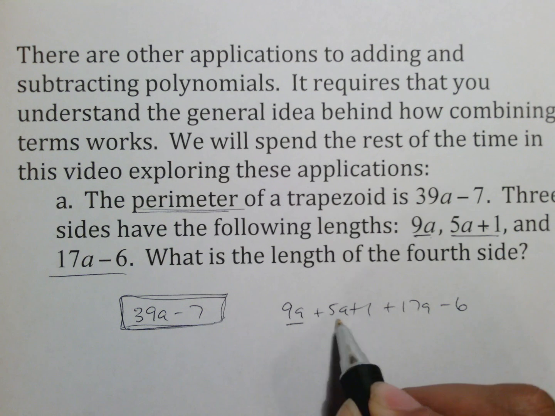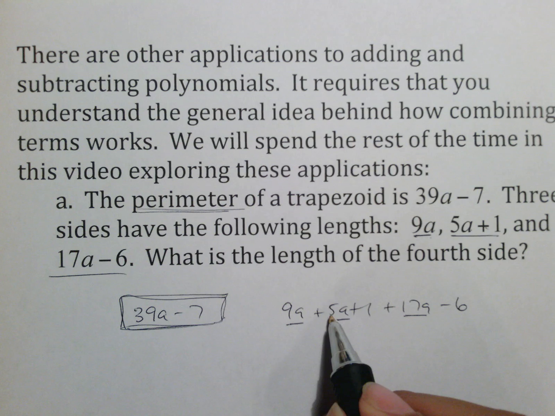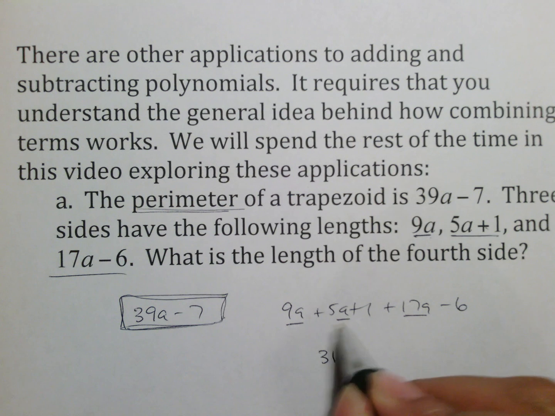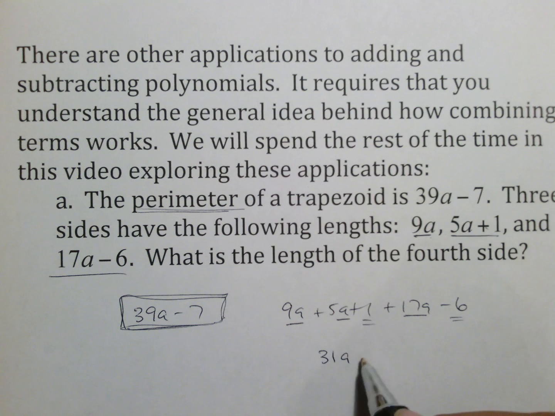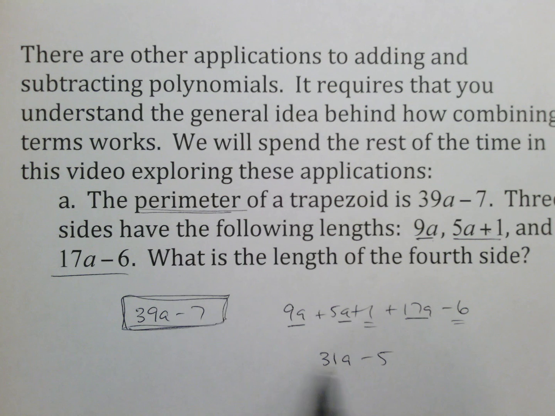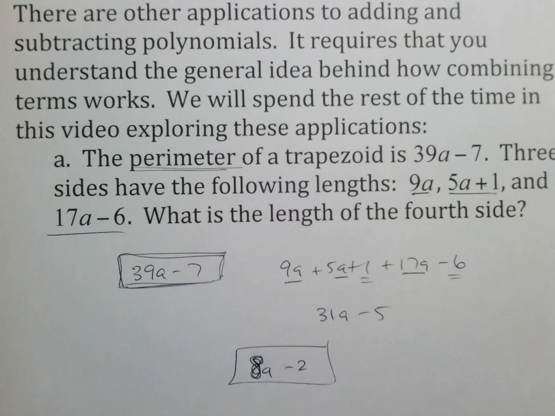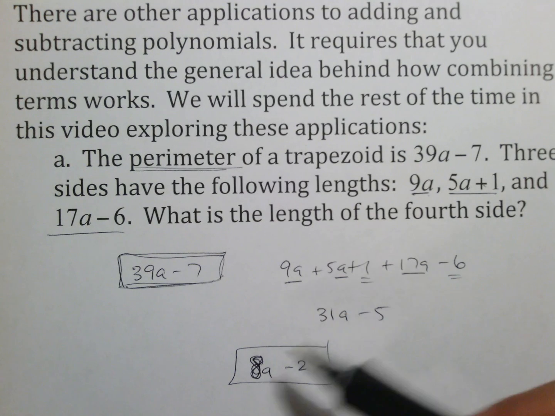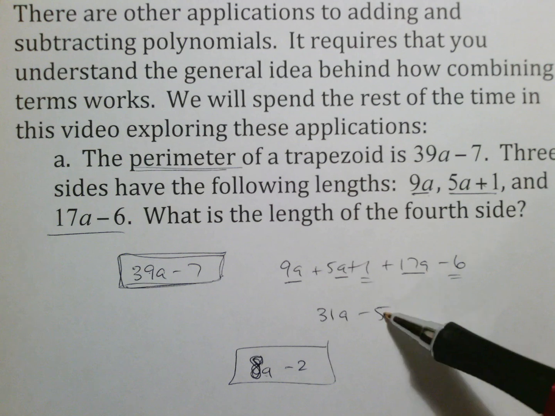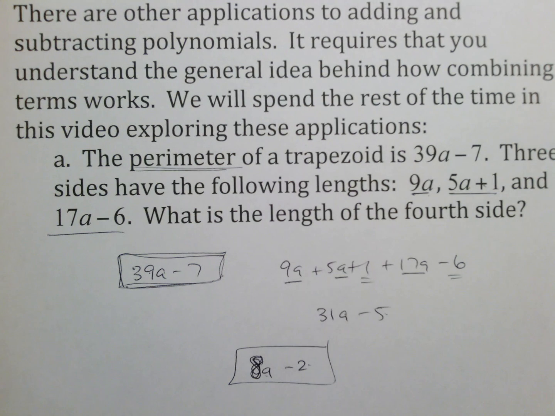And so putting these together, 9a, 5a, 17a, that makes 14. I think that's 31a plus 1 minus 6, which would be minus 5. This is where I am right now, and this is where I want to go. And so if you think about it, if I have 31 and I need to be at 39, I need 8 a's. If I have a negative 5 and I need a negative 7, I need 2 more negatives. So that has to be my fourth side, 8a minus 2. Because again, 31a plus 8a is 39a, negative 5, negative 2 makes negative 7. That's all you have to do.